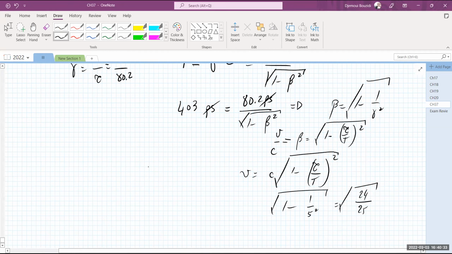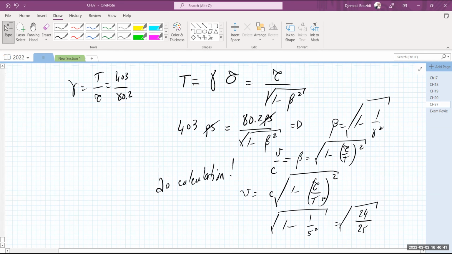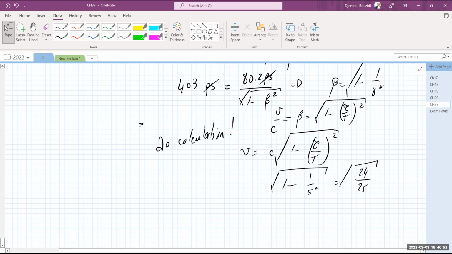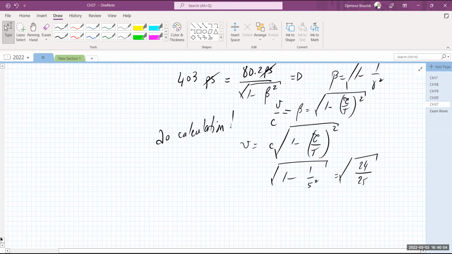Obviously, you're supposed to do the calculations and finish this. I'm just throwing in a number. It's not exactly 1/5, okay? It's going to be slightly less than that, but you're supposed to do it. Make sense? Okay, so we can find how fast it's moving.